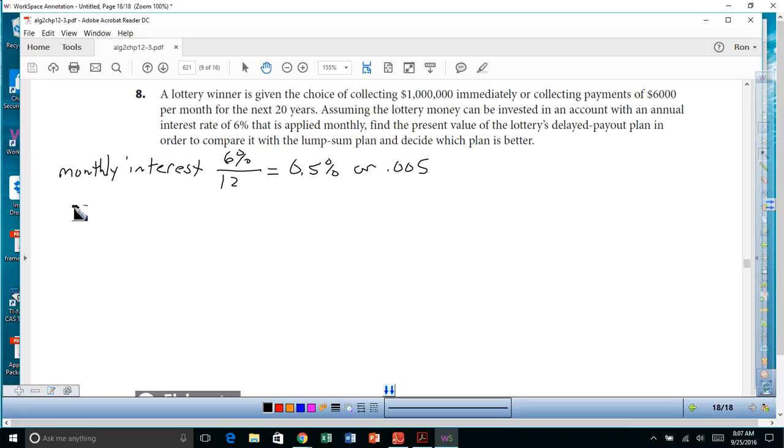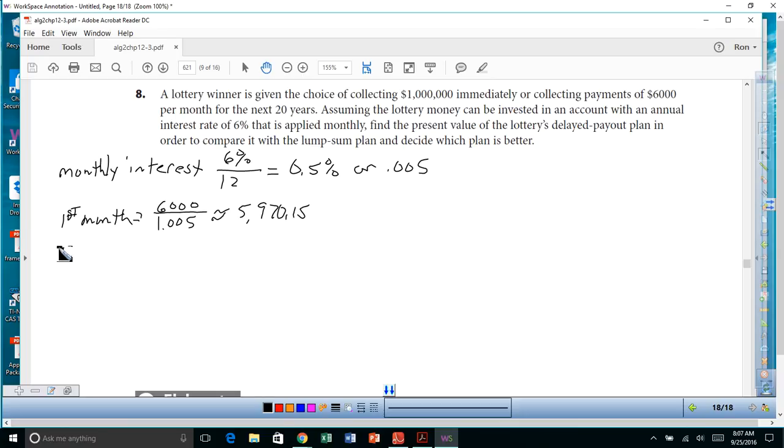Well, the first month. What do we got? We're going to get $6,000, and the interest is 1.005. And if you put that in the calculator, that is approximately $5,970.15. That's the first month.